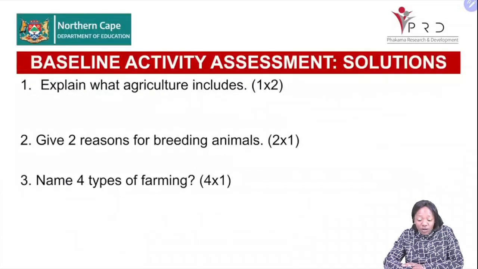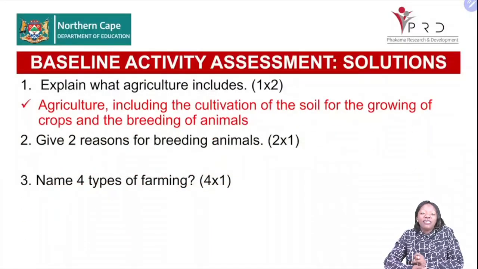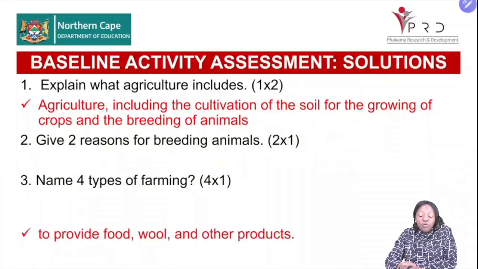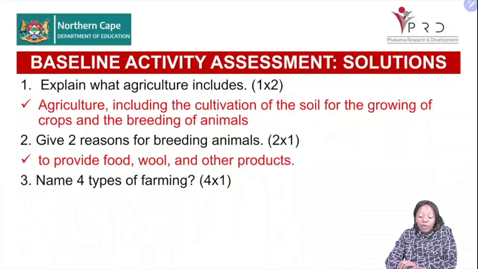Right, grade 12, looking at our first question, explain what agriculture includes. We said agriculture includes the cultivation of the soil for the growing of crops as well as breeding of animals. Then secondly, the 2 reasons for breeding animals. Remember, we breed animals so that it can provide us with food as well as wool and also other products. So it was only 2 reasons. It's either you said food, or wool, or other products.